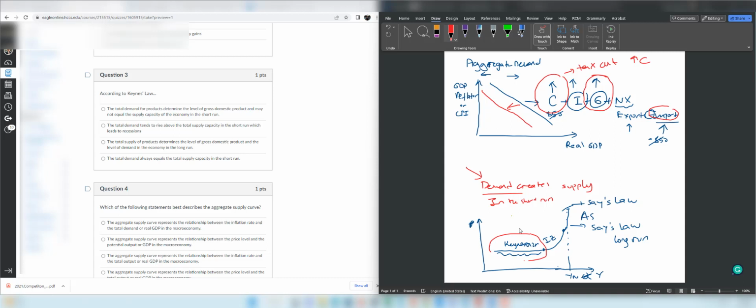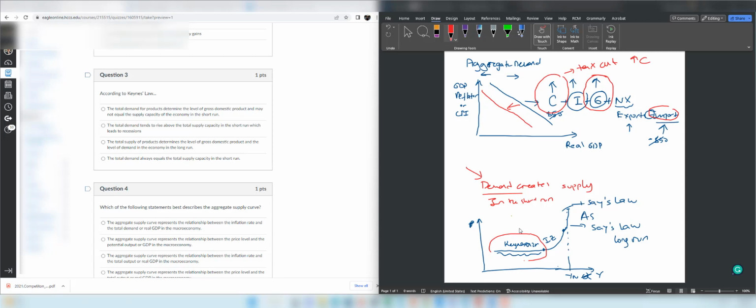The first one says the total demand for products determines the level of gross domestic product and may not equal the supply capacity of the economy in the short run. This looks correct to me because it says that we are not always at full capacity of the economy, and most of the time the total demand for products is different from the supply of the economy.